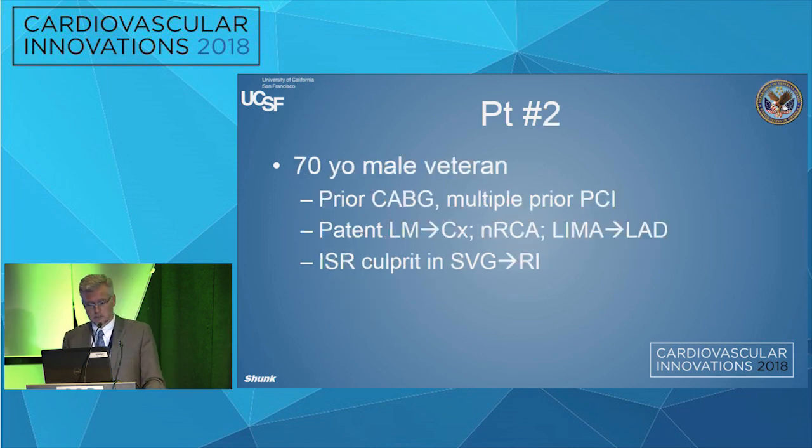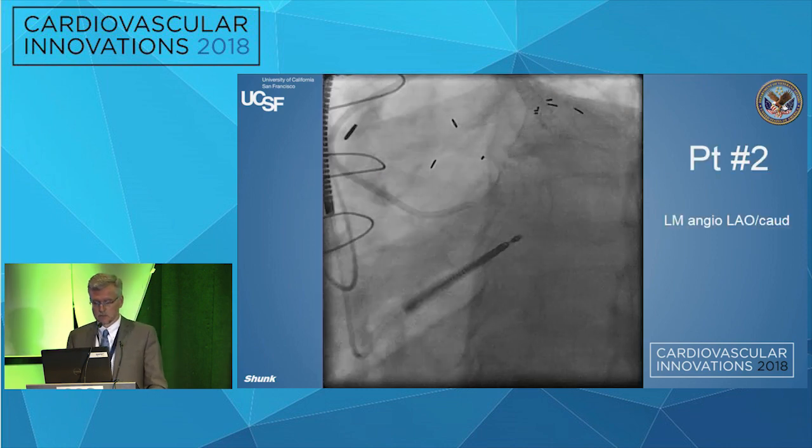So case number 2, this is another patient about the same age, a 70-year-old guy, prior CABG. He's had multiple prior PCIs. His cath shows a patent left main into circ, a native right coronary that's patent, and a LIMA to the LAD. His culprit for this presentation is going to be a vein graft to the ramus.